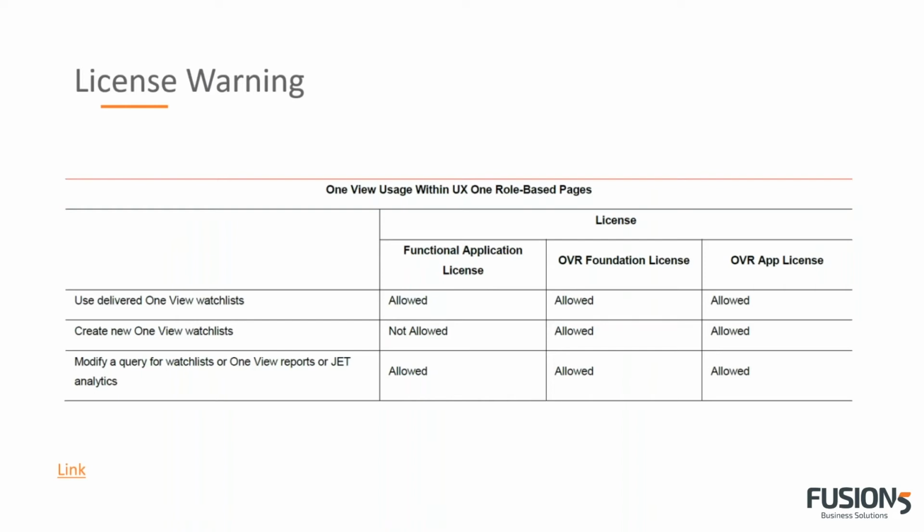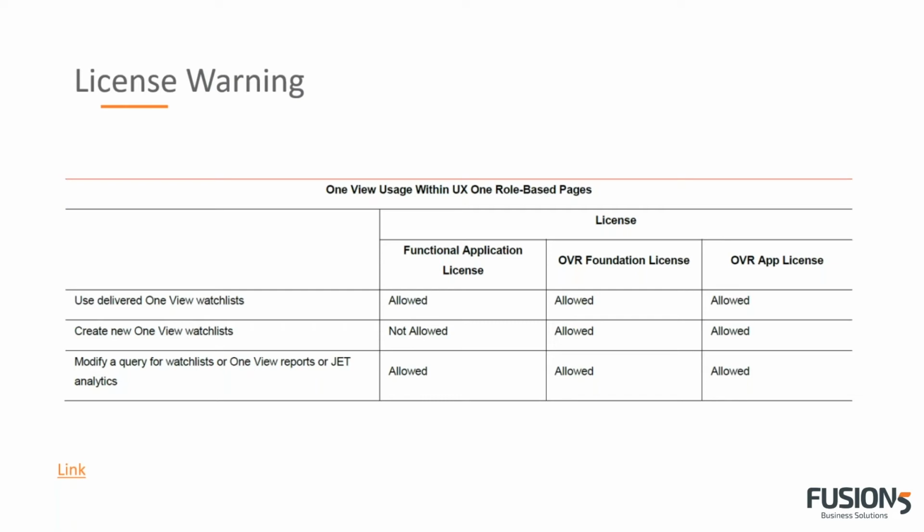I love this. Back to our earlier conversation about what you can and can't do and being careful with your licensing, particularly with OneView reporting. First line, use delivered OneView watch lists. If you've got standard JD Edwards application, you can do it.